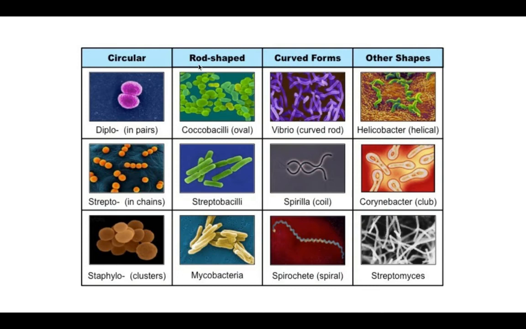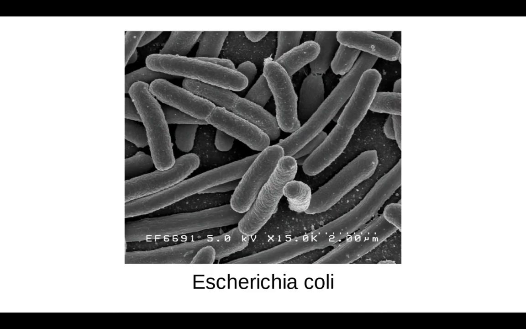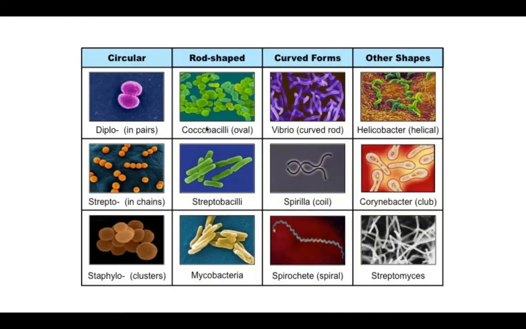So the next shape is rod shaped. We're looking at E. coli, that's a rod shaped, and they're always quite long, okay? So as you can see, these are the rod shaped ones. And then finally, you've got curved forms. So they're like rods, but they're not so straight. They're kind of curved or spiral. So these are all curved. And then these are your other shapes, okay? As you can see, they can be a bit different. But the main shapes, the common shapes, are circular, rod shaped, and curved.